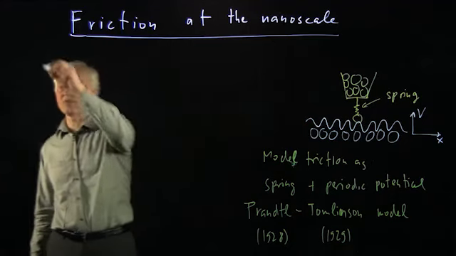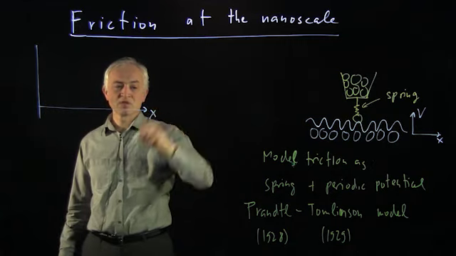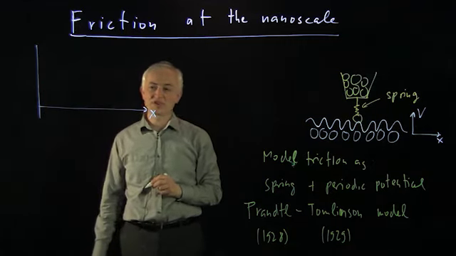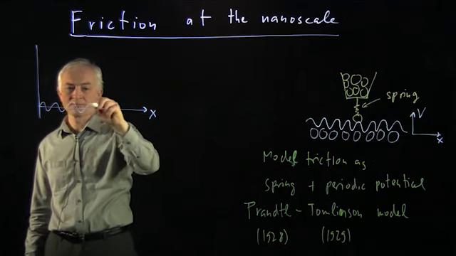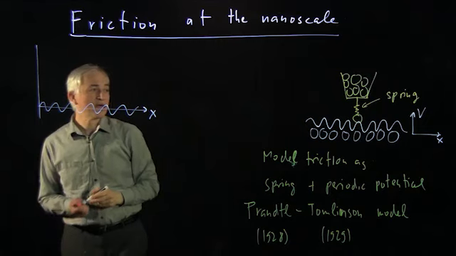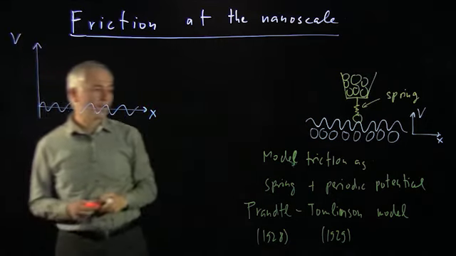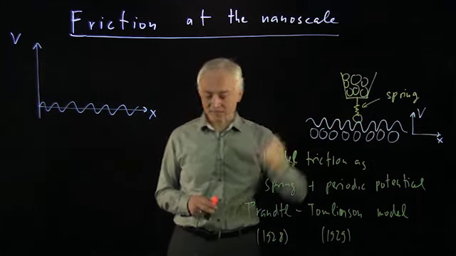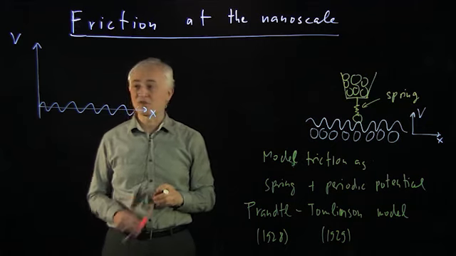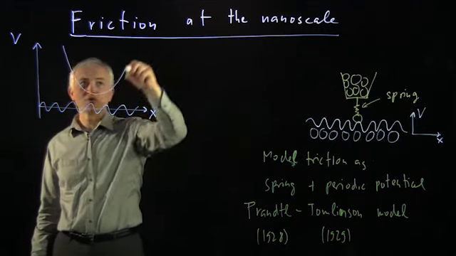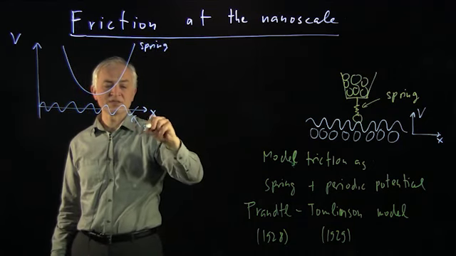How do we think about this? Well, one way is to think about the energy in the system. So we can plot the energy as a function of position. And now we have our periodic potential, like so. And how do we model the spring? Well, this is going to be the potential energy, V. If the spring has a linear force, the force is proportional to the displacement, which means the potential is quadratic in displacement. So this is the potential of a spring. This is what the spring does, and this is what the substrate does.